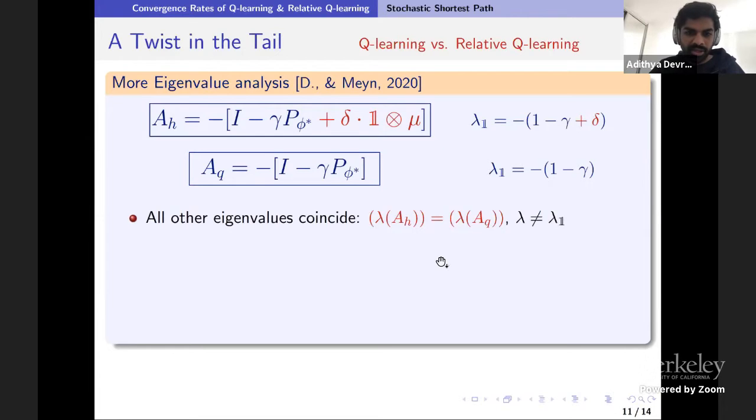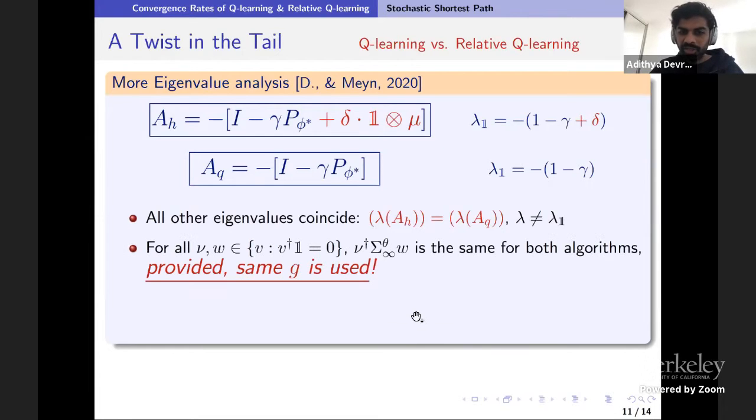Okay, and if you choose any d-dimensional vectors v and w that are orthogonal to this all-ones vector, then v dagger sigma infinity theta w, where sigma infinity theta, recall, is the asymptotic variance, is the same for both Q-learning and relative Q-learning algorithms. And this is true only if you use the same step size for both algorithms.